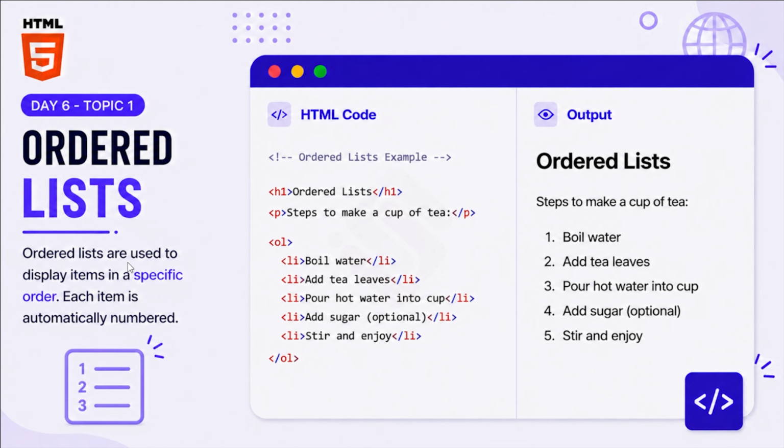An ordered list displays items in a numbered sequence. We use it whenever the order of the items is important. So the OL tag, meaning ordered list tag, creates the ordered list, and each item is written using the LI, meaning list item tag. Let's take an example.